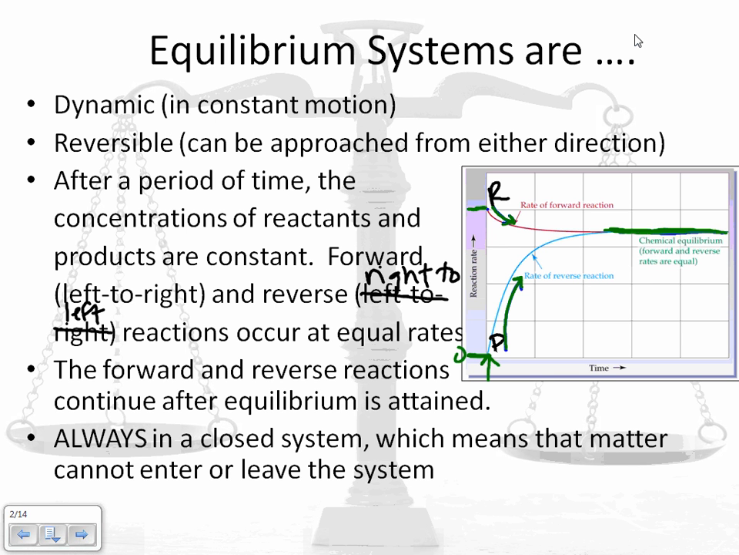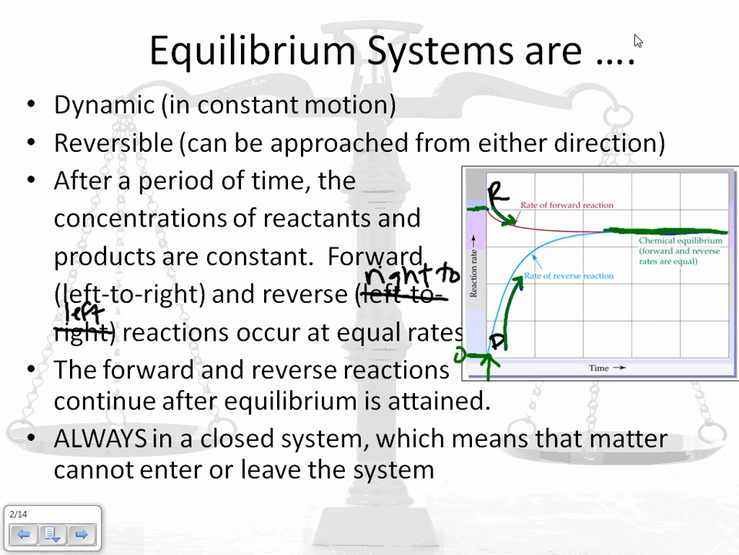Now here's an example where the concentrations actually stay the same. You can see both lines meet at the same spot. Okay? But this doesn't mean that the reaction stops. If you look at our next point, it says the forward and reverse reactions continue after equilibrium is obtained. So we don't look at whether or not it stops when we hit equilibrium, but we just know that when something hits equilibrium, your forward rate is going to equal your reverse rate, or the formation of reactants is going to equal the formation of products, okay? This always has to happen in a closed system, which means that matter cannot leave or enter the system. That is something that we have to take into account when we're doing a lab.